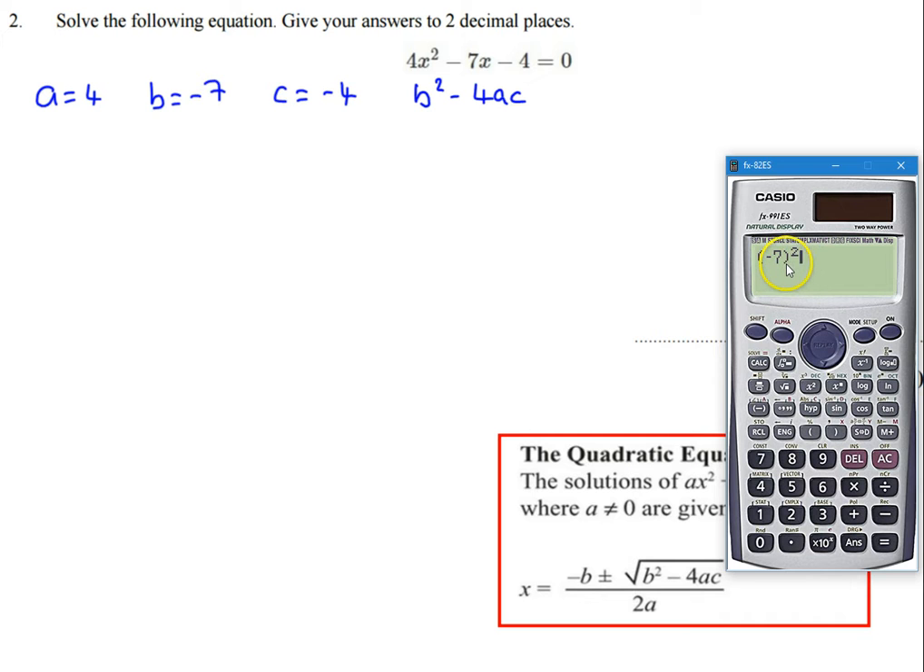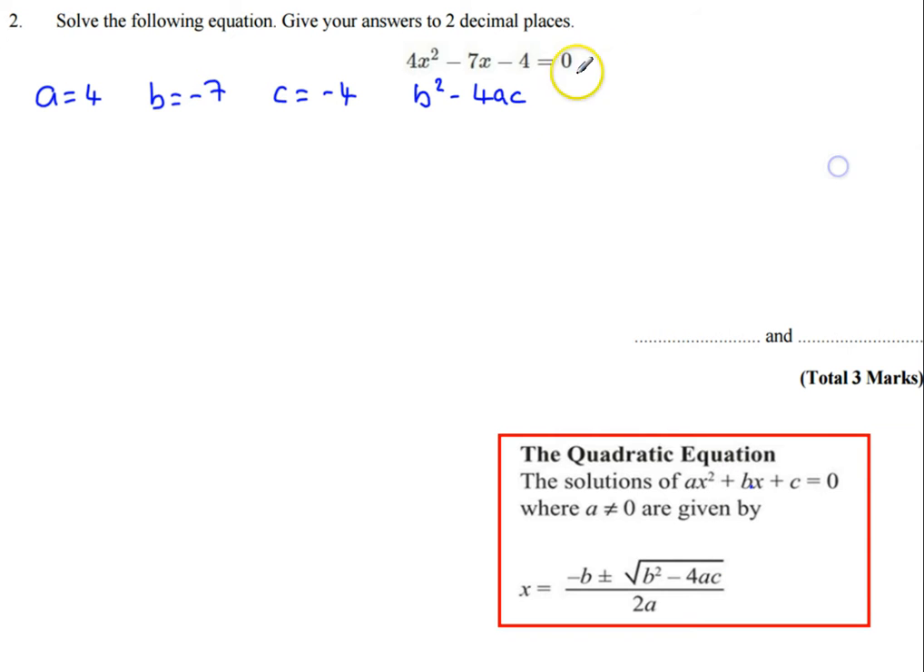The reason why I do this is my calculator needs to know that the number that I'm squaring is the negative 7, so I have to put that in brackets. Take away 4 times a, which is 4, times c, which is negative 4, and I'm going to put that in brackets as well. Whenever I put a negative number into my calculator, I'm going to put it in brackets so that my calculator understands what I'm doing. Okay, so that's going to be 113. So b squared take away 4ac is going to be equal to 113. That's the hard work done now.